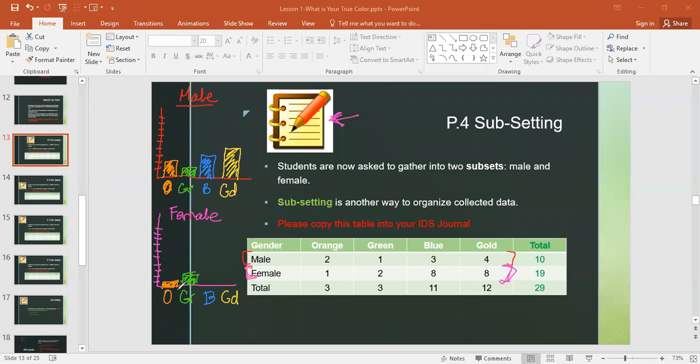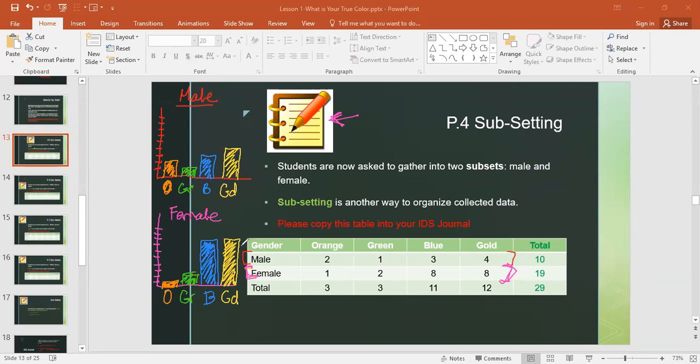Okay, so we had 1 female that was orange, 2 females that were green. We have 8 females that are blue. So 8. So we have 2, 4, 6, 8 right there. Shade that in right there. And we have the same amount of females that were gold. There we go. Okay. So there are our male and female bar graphs here.